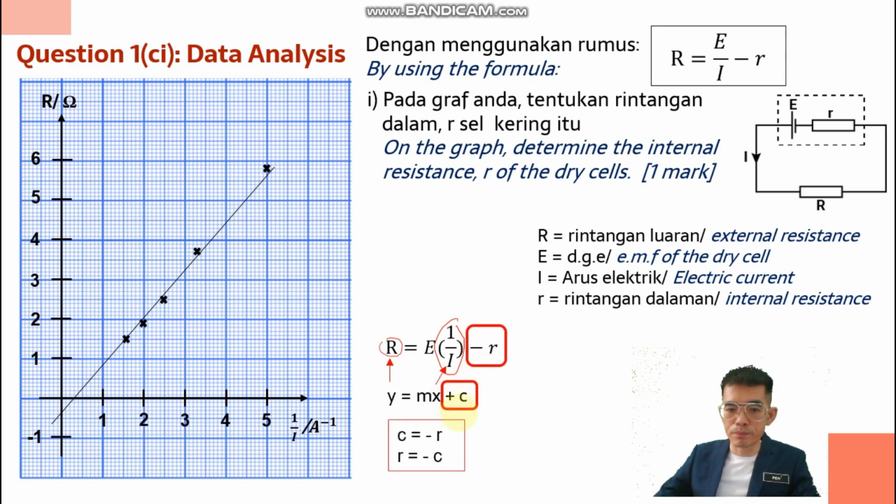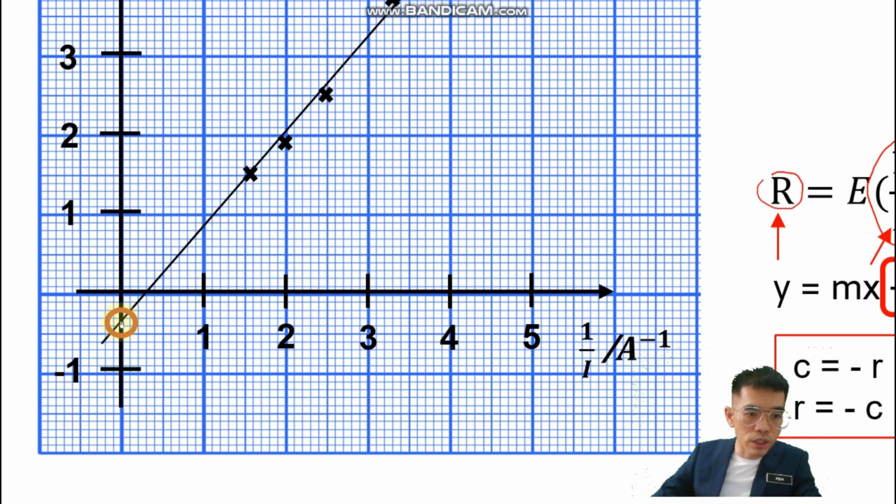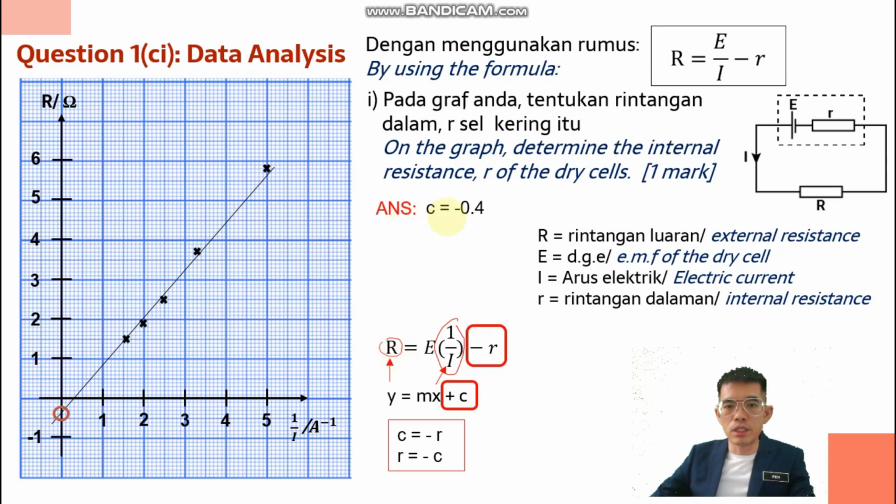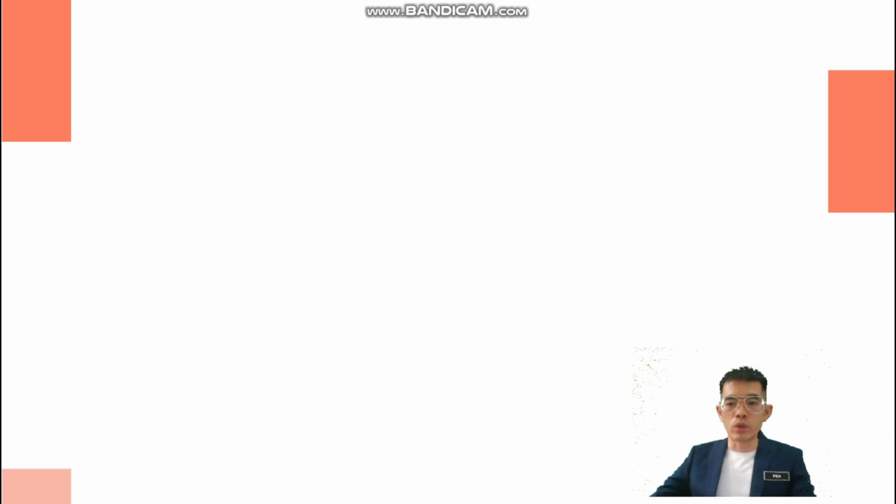So this is the y-intercept. From here we know that C is equal to negative r, so r will be negative C. Okay, so where is C? C will be here. If we zoom in, the value here will be about 0.4. The answer here, C is equal to negative 0.4, so the r will be 0.4. So we will get 1 mark for this answer. Now we go to the next question.